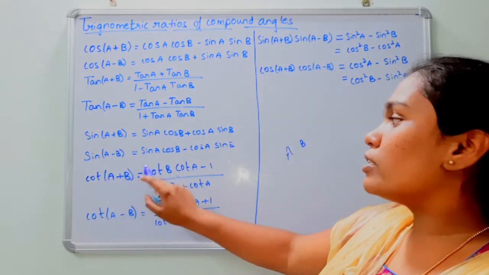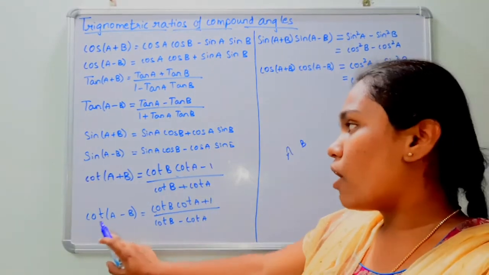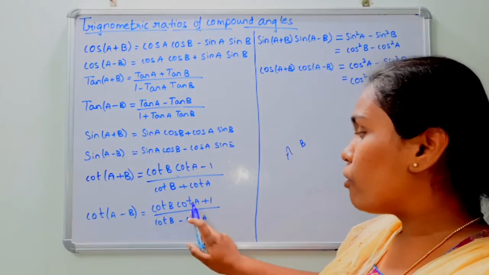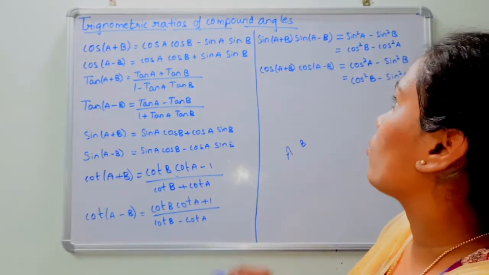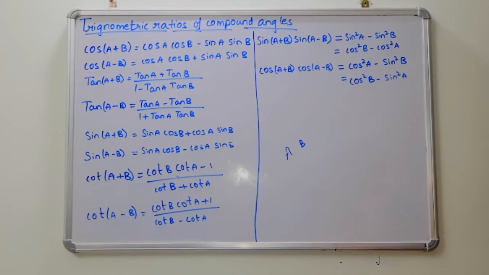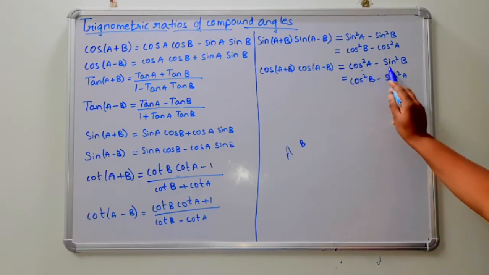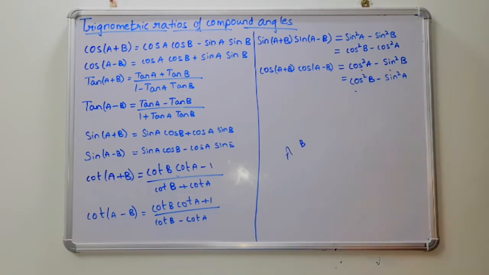Cot(A plus B) is equal to cot B cot A minus 1 by cot B plus cot A. Cot(A minus B) is equal to cot B cot A plus 1 by cot B minus cot A. Sin(A plus B) into sin(A minus B) will become sin square A minus sin square B, or cos square B minus cos square A. And cos(A plus B) into cos(A minus B) will become cos square A minus sin square B, or cos square B minus sin square A.